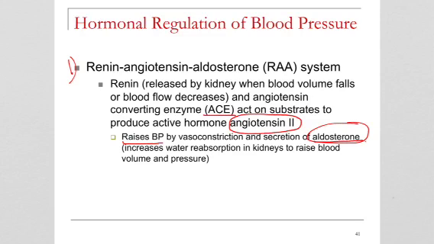Again, angiotensin 2 and aldosterone. So aldosterone, by its function, will reabsorb water. And when you take in more water, your BP goes up, blood volume goes up. So everything comes back to normal. Now remember, this starts only when the blood volume falls.